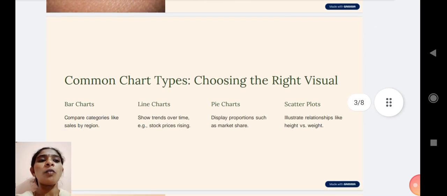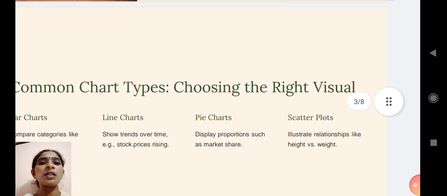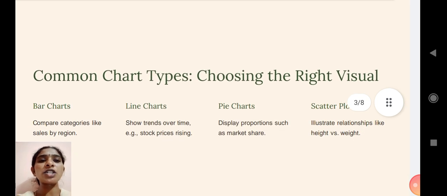The next one is what are the common types we use. Common types are bar charts, line charts, pie charts and scatter plots. The bar chart is mainly used to compare categories. The line chart shows trends, and the pie chart is used for percentages, where there is a large number of documents or a large population. Scatter plots are used to represent relationships. These are the common chart types we use.